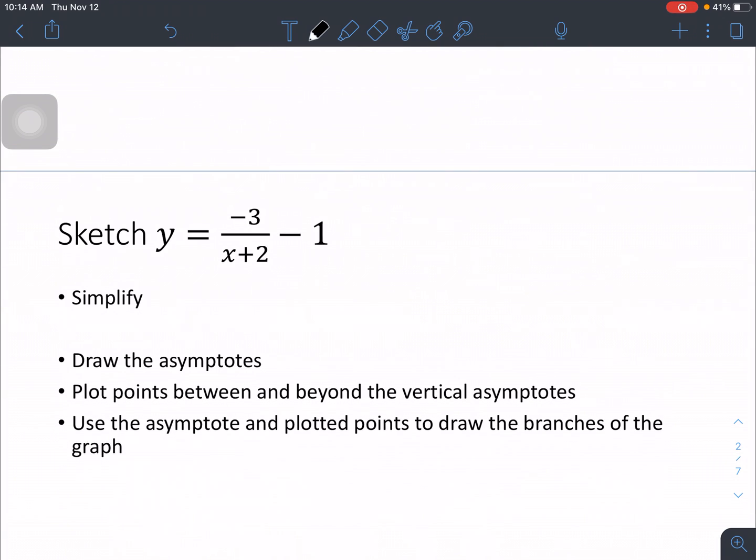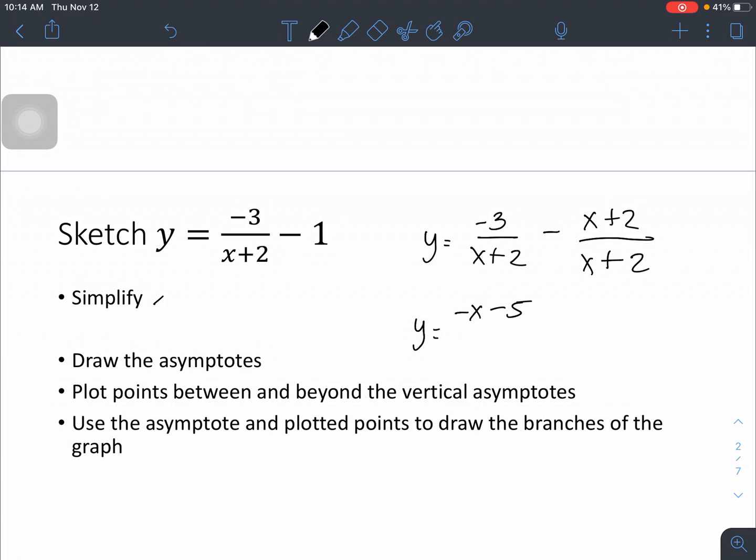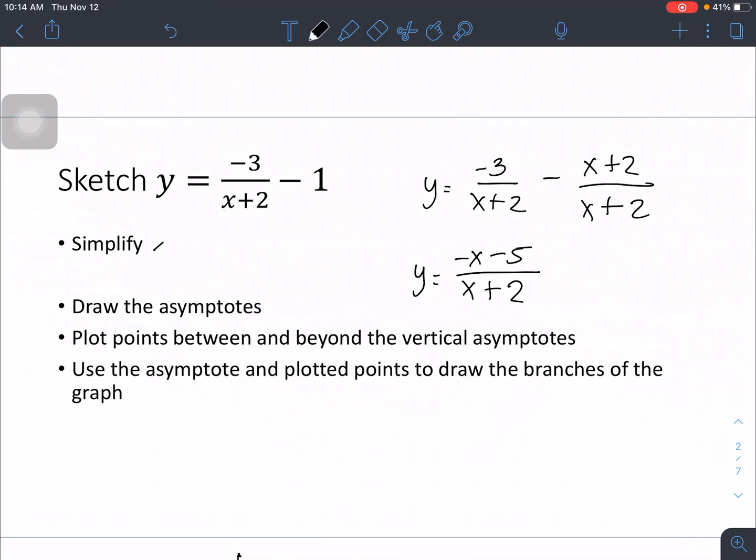Negative 3 over x plus 2, minus 1. I would like to transform it to its simplest form, which will be y is equal to negative 3 over x plus 2 minus x plus 2 over x plus 2. So this will be negative 3 minus 2, which is negative 5. So negative x minus 5 over x plus 2. This is the simplest form of our rational function.